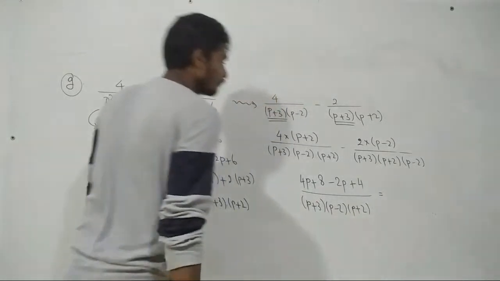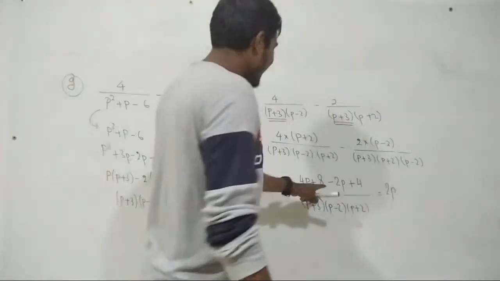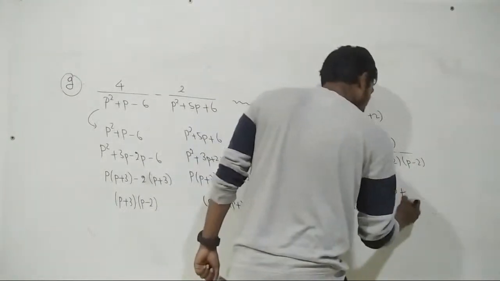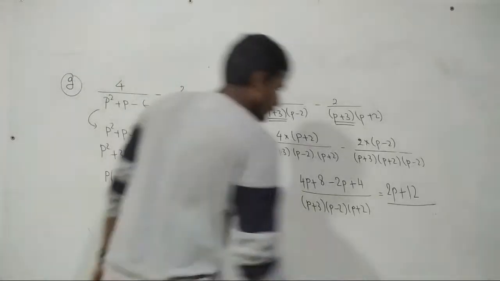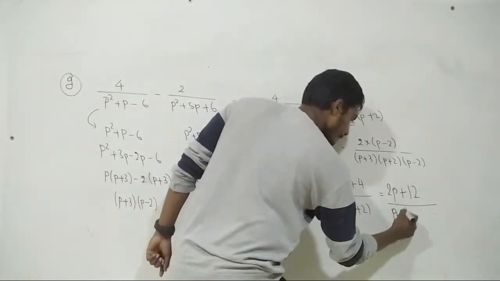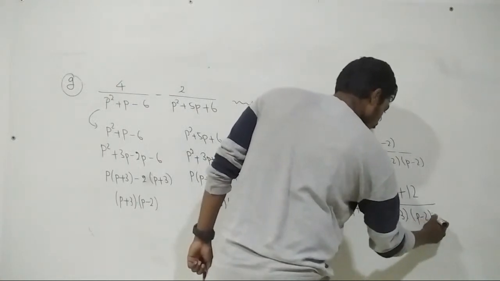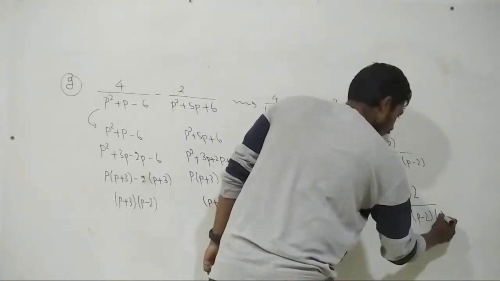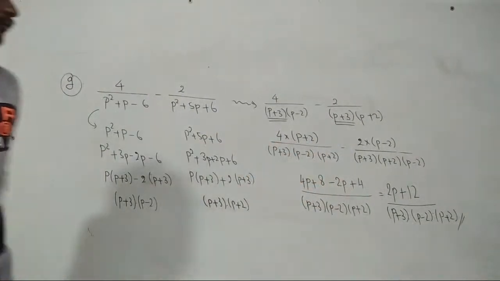This is equal to 4p minus 2p is going to be 2p. 8 plus 4 is going to be 12 divided by p plus 3 into p minus 2 into p plus 2. So guys, this is going to be the final solution.